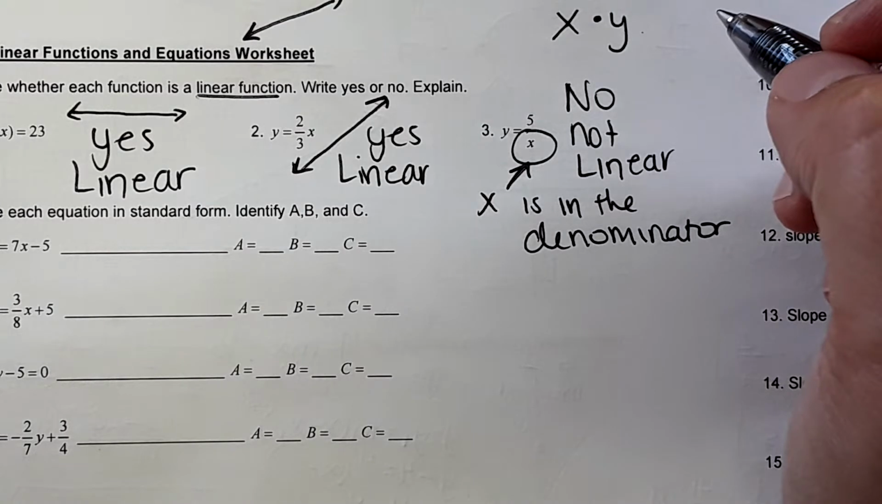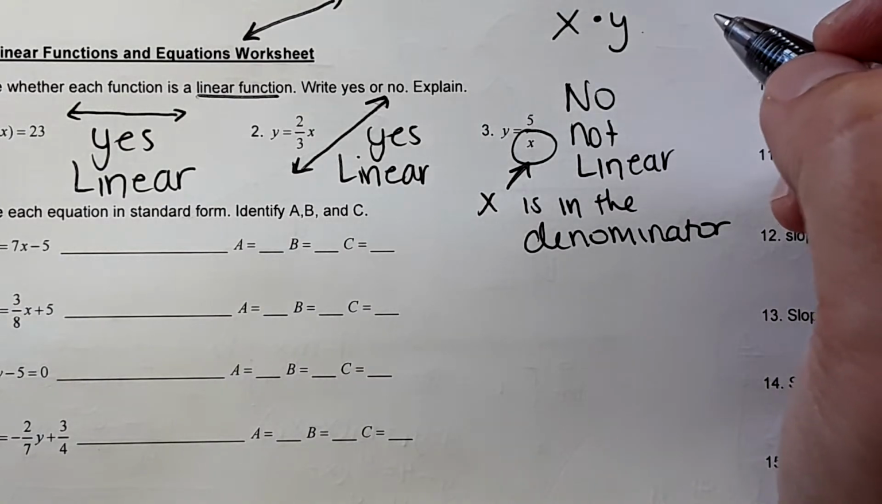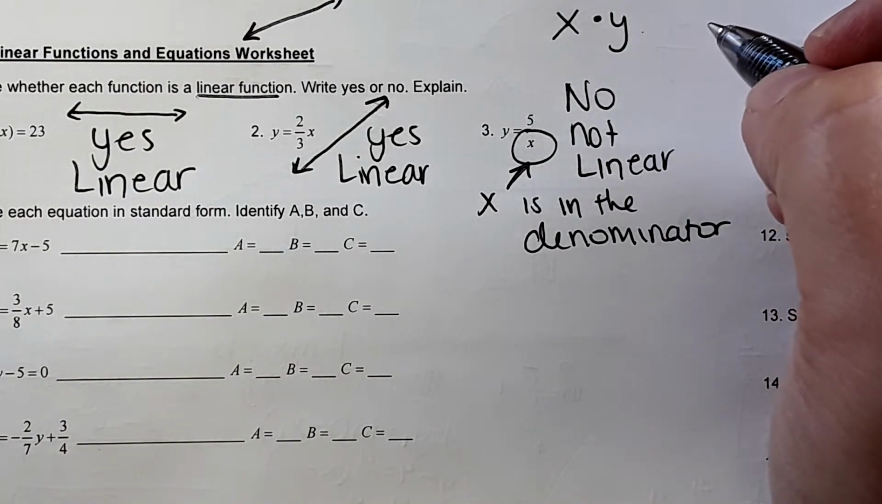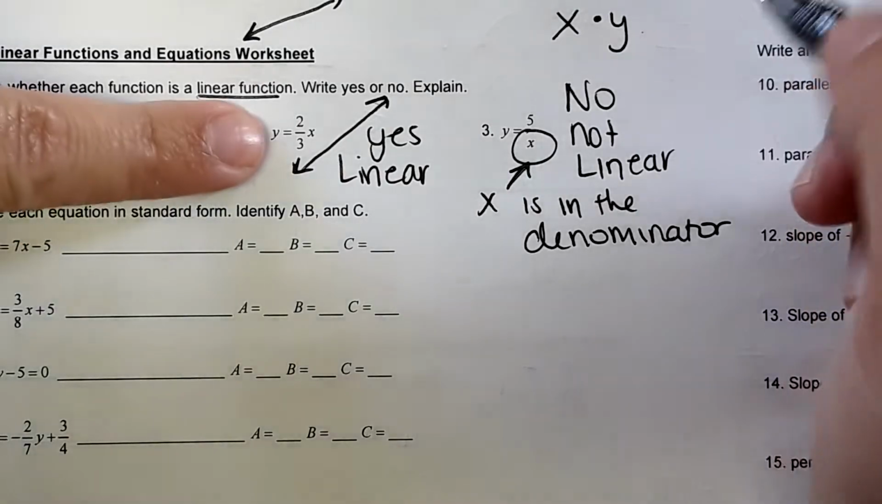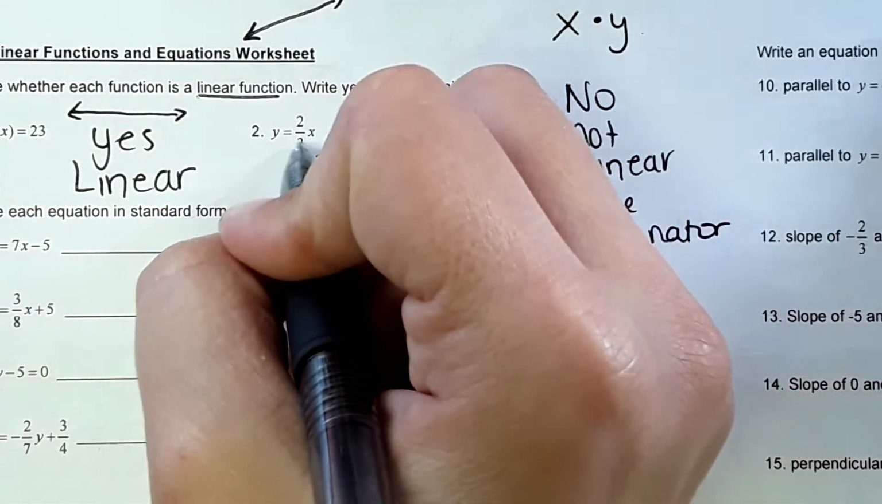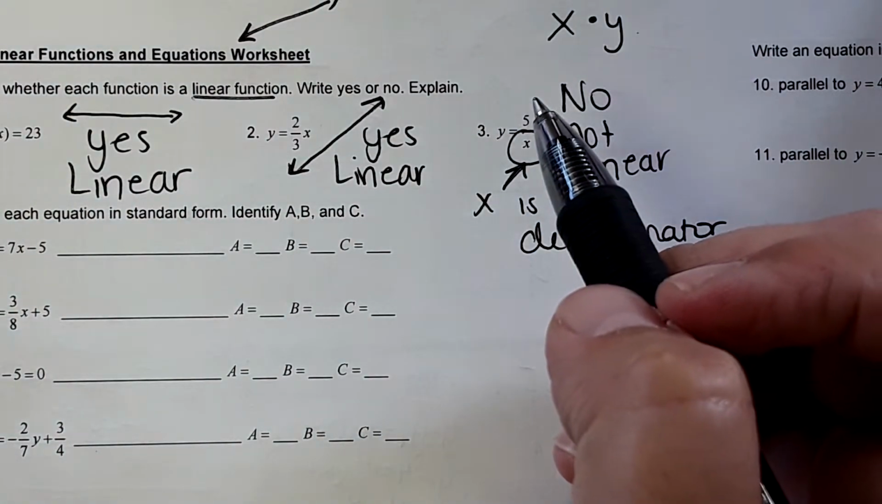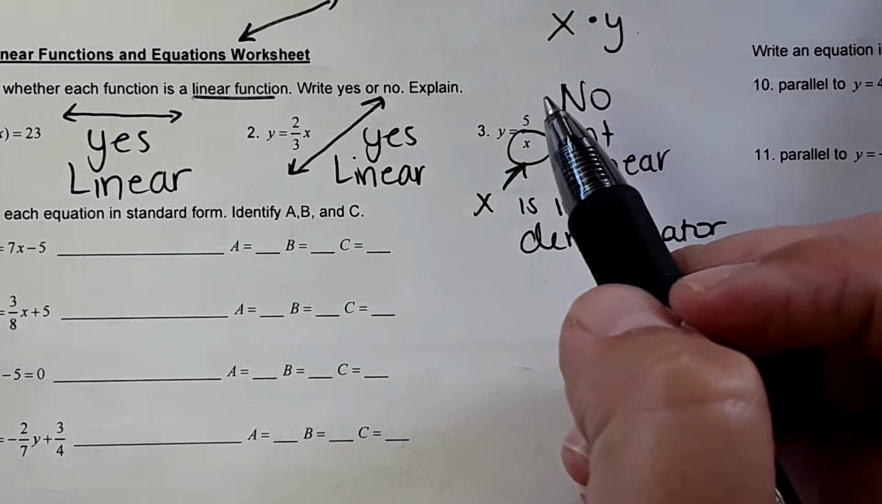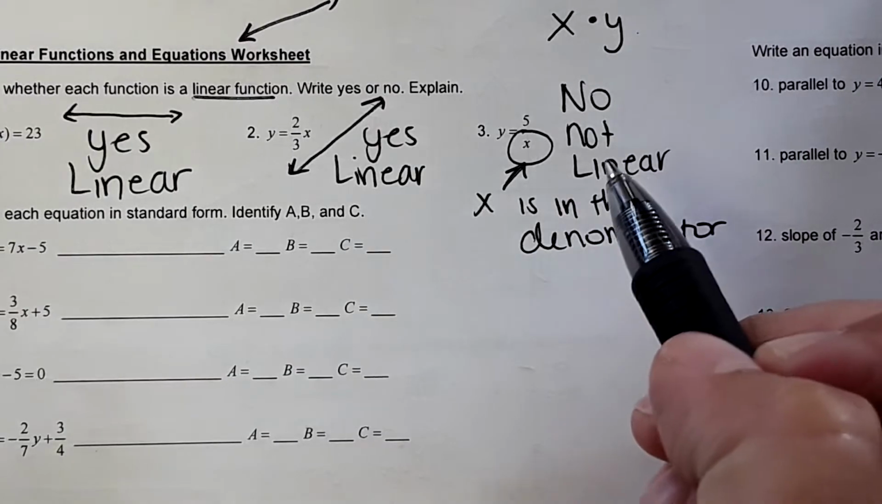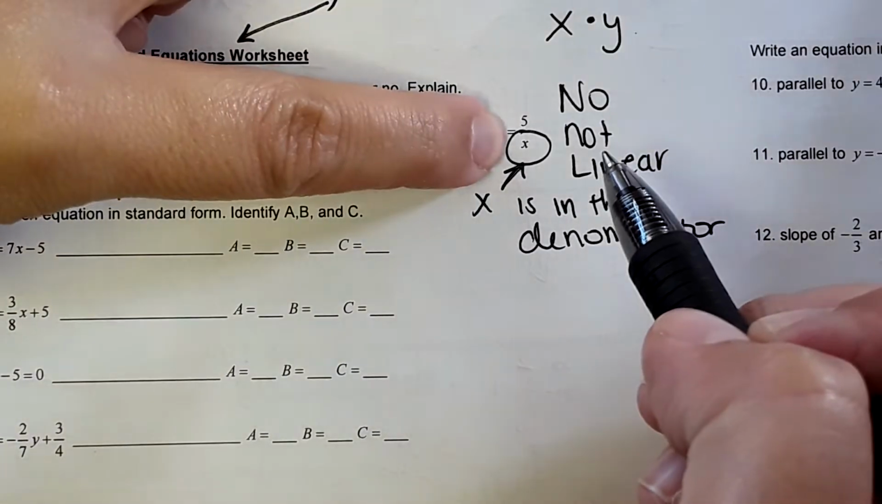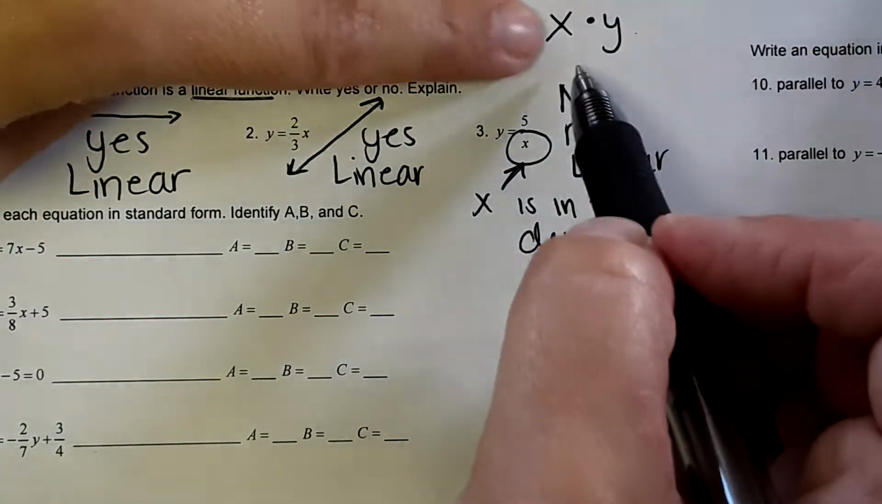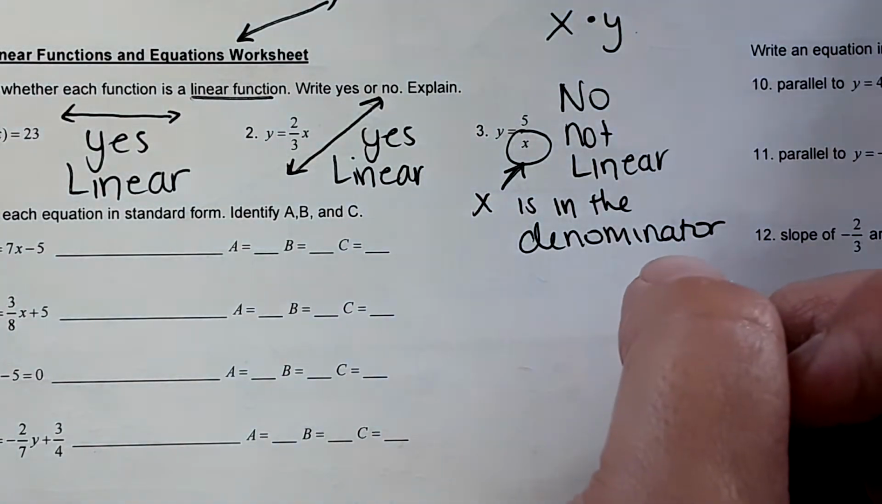Same thing. How do you know that number 2 was linear? Number 2 is in slope-intercept form. So this would be your slope, it would be plus 0, and it would just go through the origin. So there were a couple of things that couldn't happen. If it has an exponent, it's not linear. If it has an x in the denominator, it's not linear. If you have x times y, it's not linear. Like square root.